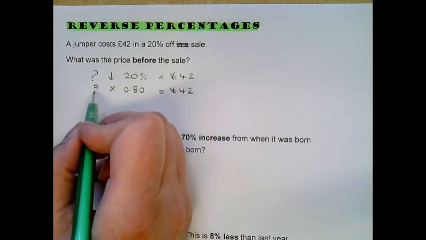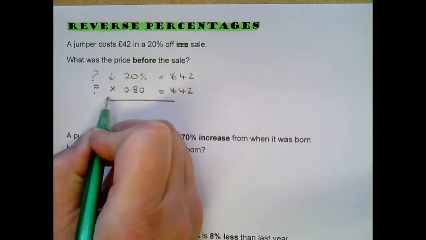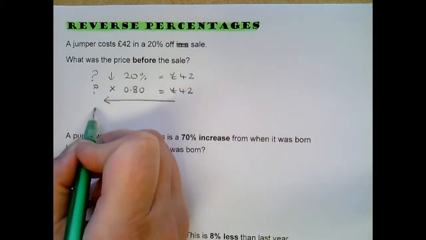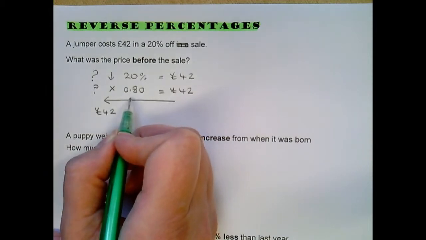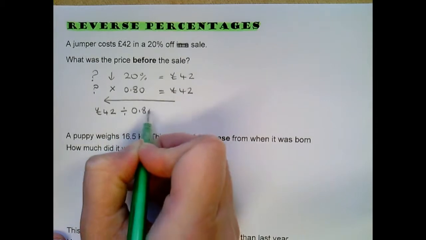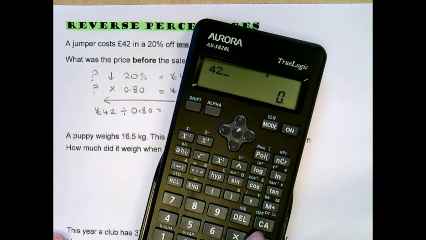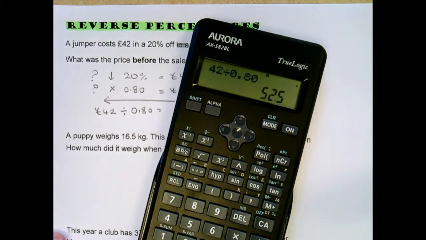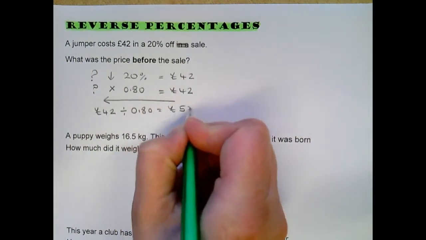So for you to work out what number times by 0.80 gets you £42, you're just going in reverse. And going in reverse means that you would take the £42 and instead of timesing by 0.80, you do the reverse, which would be dividing by 0.80. So 42 divided by 0.80 gets you £52.50 was the original price.